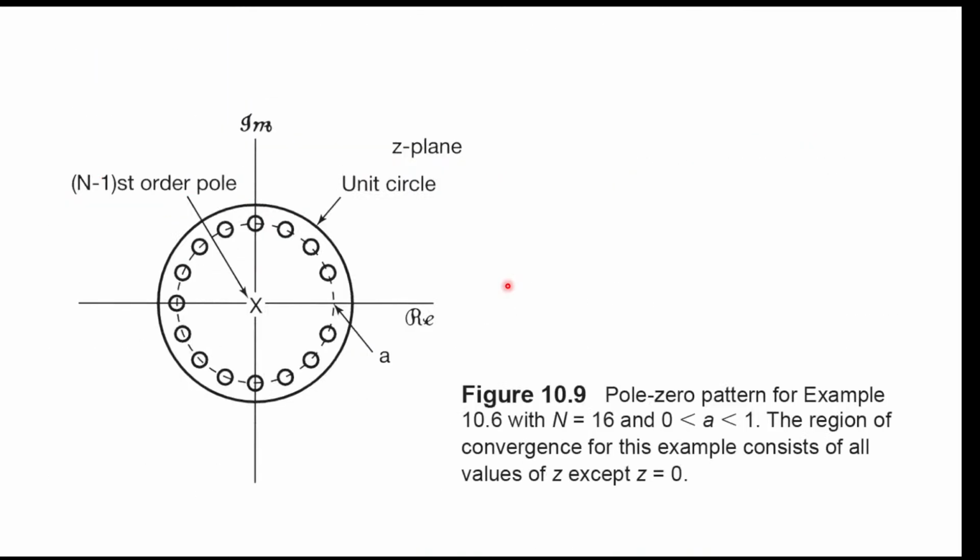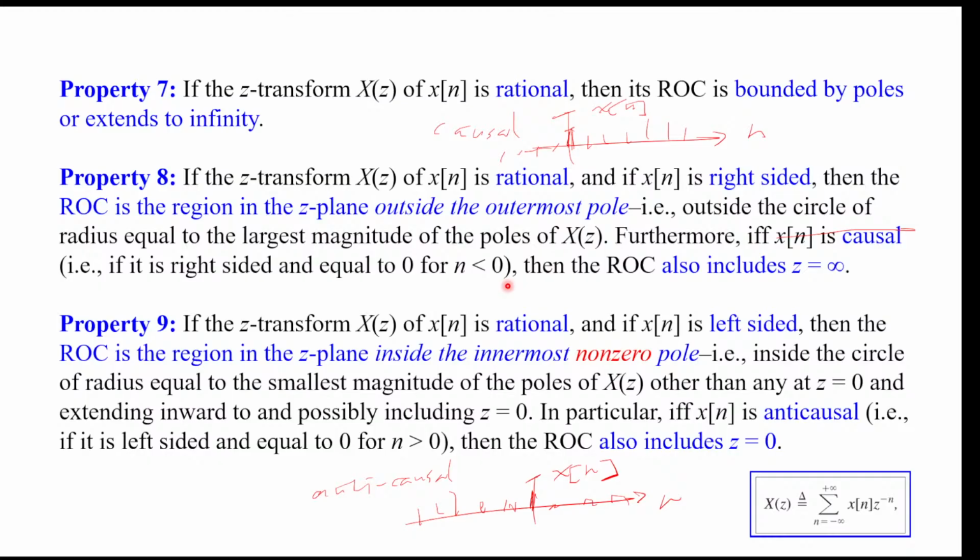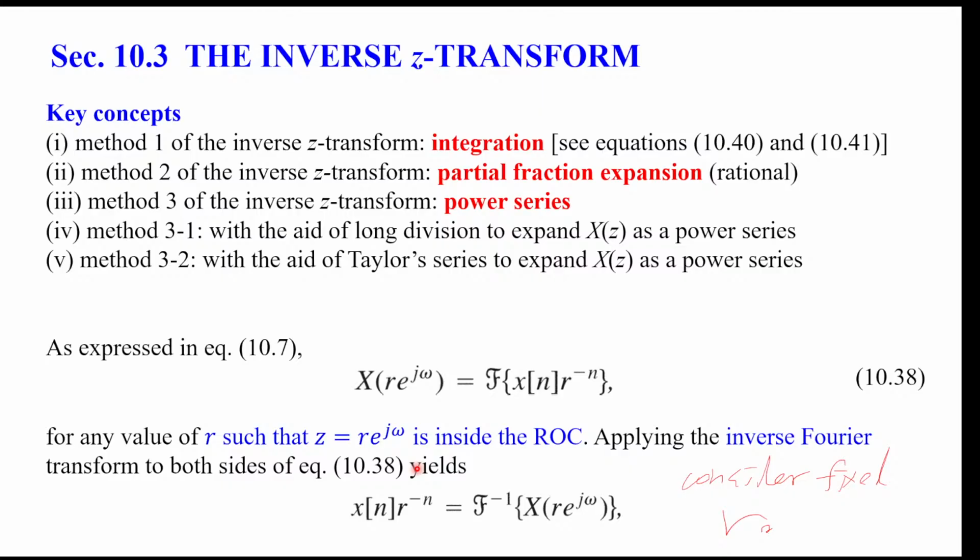Okay, and we saw some examples, and then finally we said that if our big X of z is rational, then the ROC is bounded by poles or infinity. If it is rational and right-sided, then the ROC is outside of the outermost pole, and it extends to infinity if and only if our signal is 0 for n less than 0. Similarly for a left-sided signal, the ROC is inward and includes 0 if and only if our signal is 0 for n greater than 0.